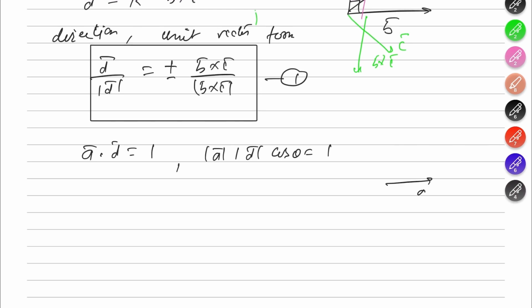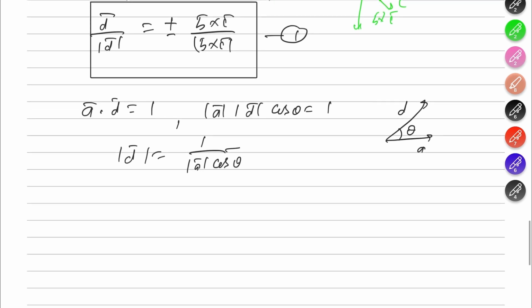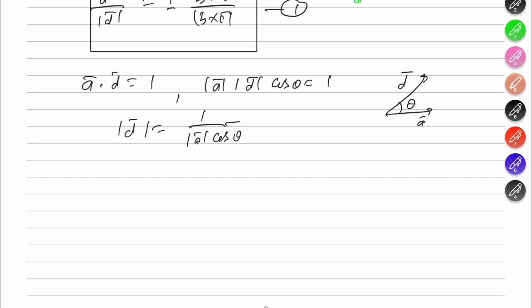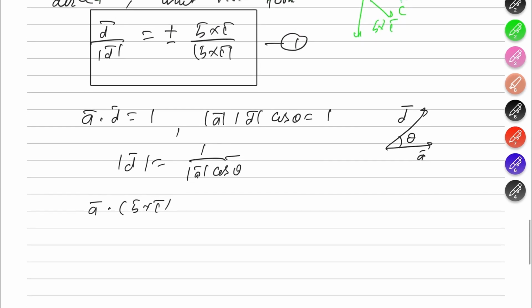Suppose this is vector A and this is vector D, and the angle between them is theta. The magnitude of D is 1 upon the magnitude of A cos theta, where theta is the angle between A and D. Let's say I write A dot B cross C. Now you understand why I'm writing this, because we already have B cross C. We don't know the magnitude of B cross C, but we can write A dot B cross C as the magnitude of A, the magnitude of B cross C, and cos theta.